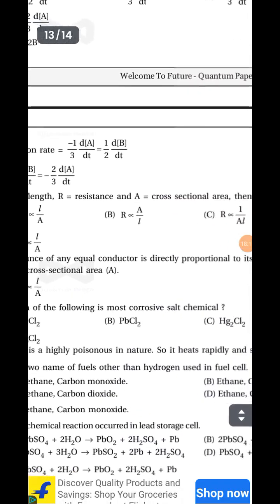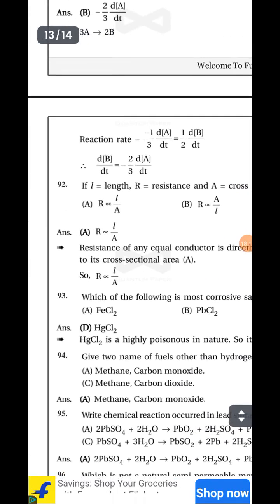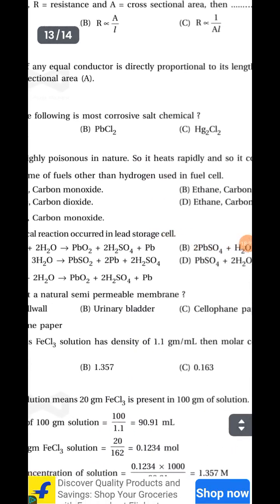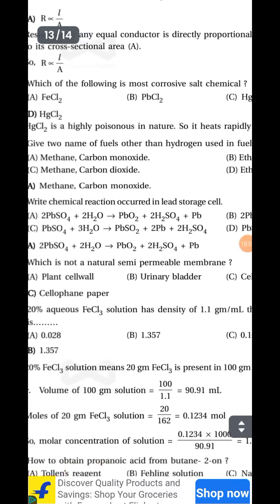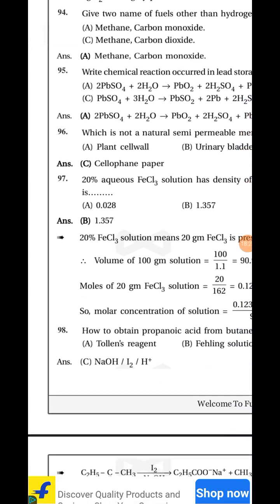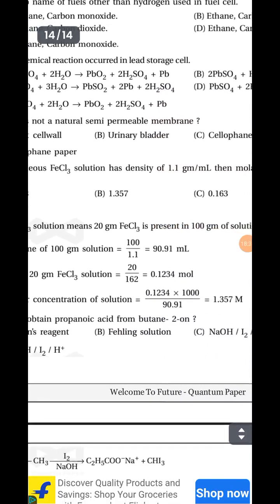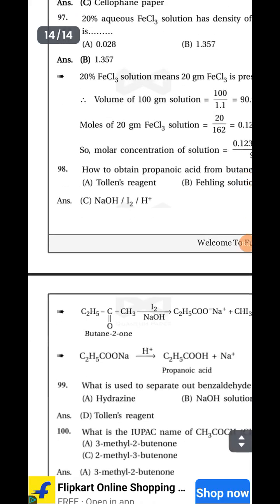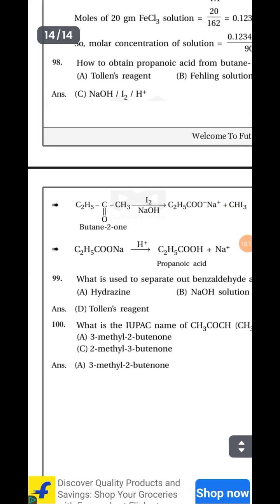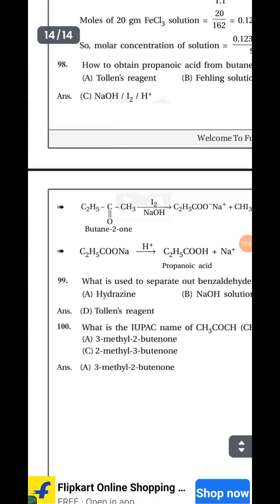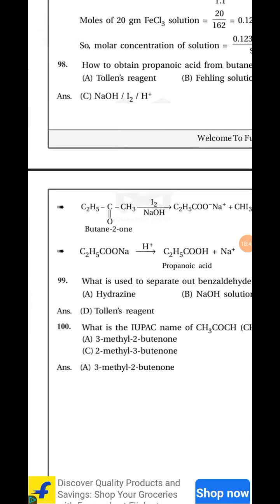Which of the following is the most corrosive salt? HgCl2. Here again, which is not a natural semi-permeable membrane? So here cellophane paper is not a natural semi-permeable membrane. How to obtain propanoic acid from butanol? With NaOH in the presence of H plus. What is used to separate out benzaldehyde and acetone? Tollens reagent.